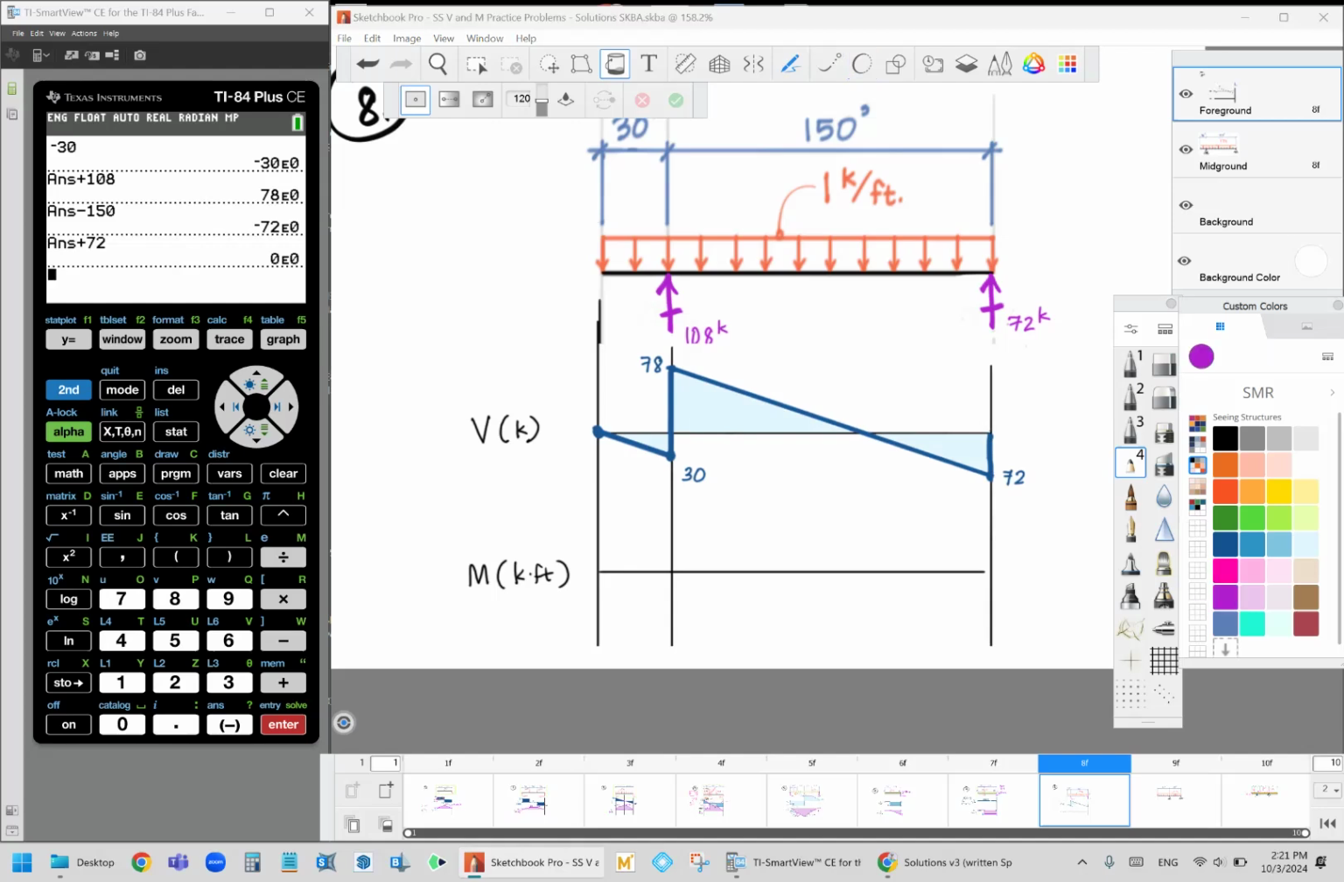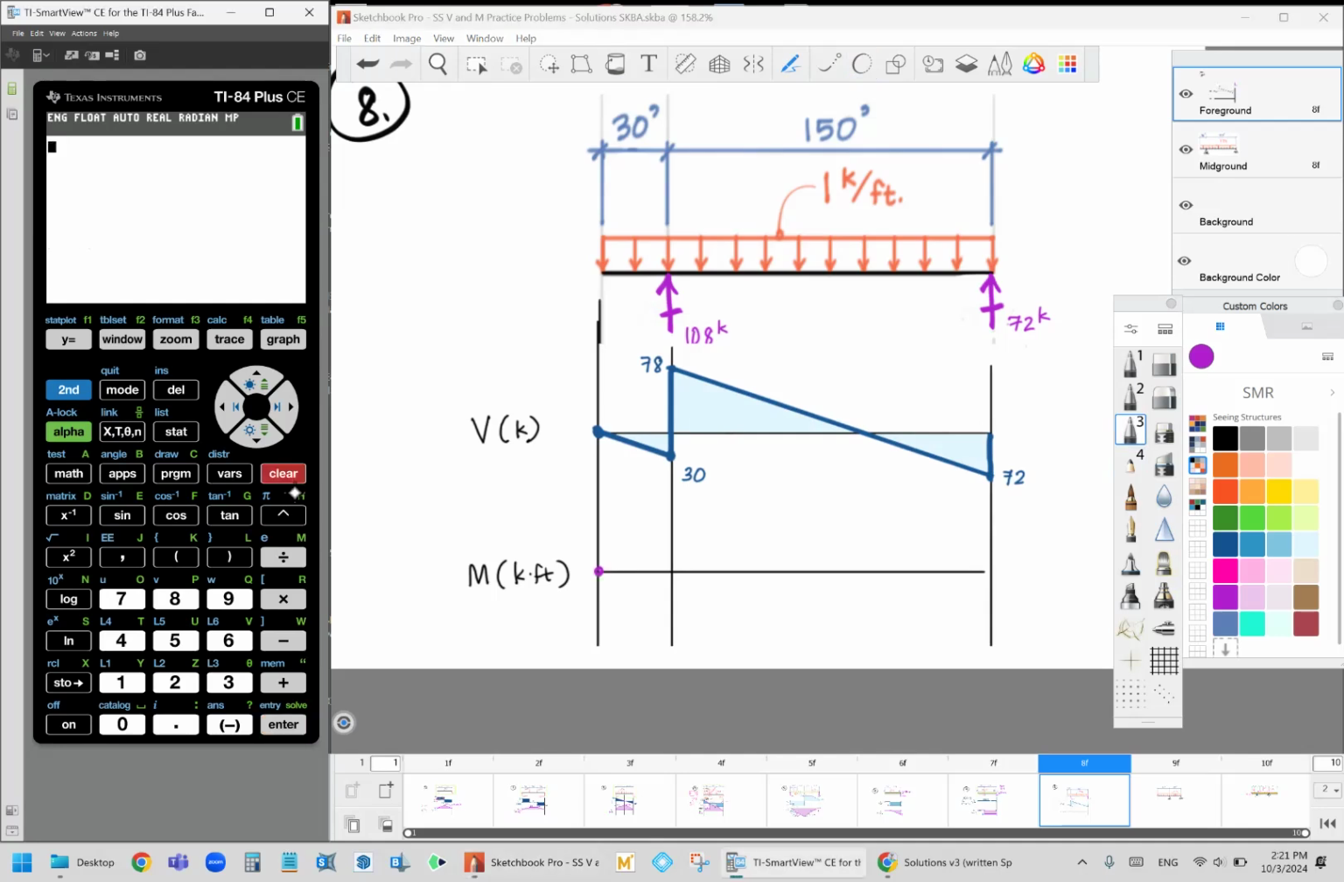Time for moments, switching to purple. Start at 0. Calculator at 0. Okay, the first thing I need to do is put in a negative area of this first piece. So I'm going to say negative, open parentheses, 30 times 30 divided by 2 because it's a triangle. That gets me to minus 450.